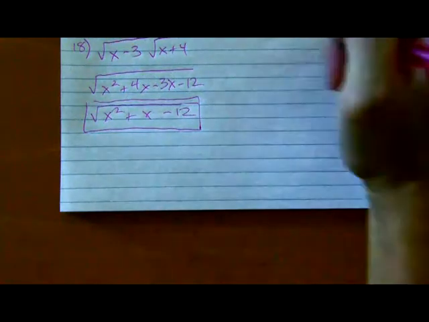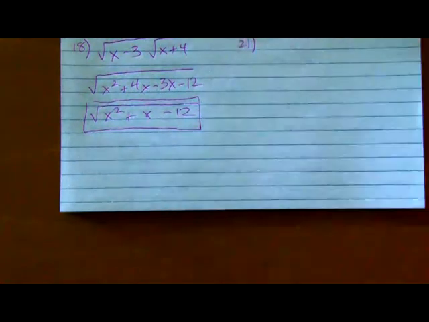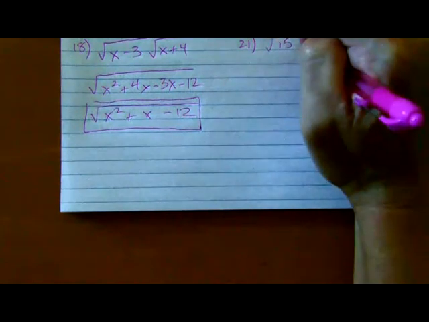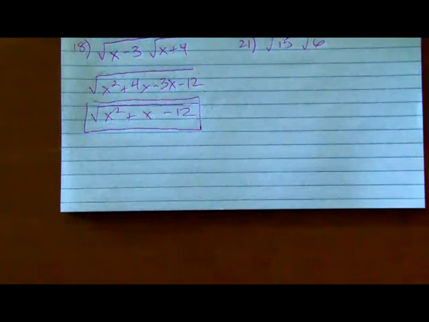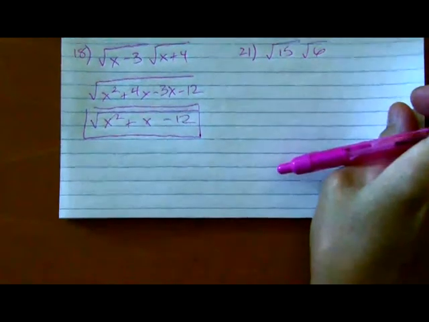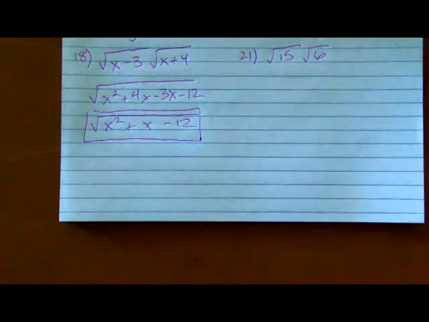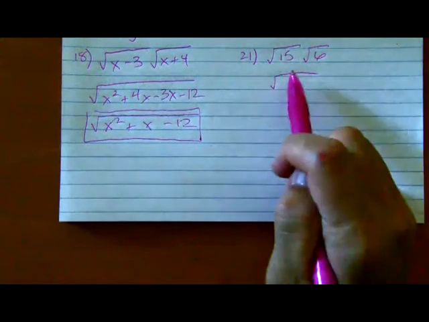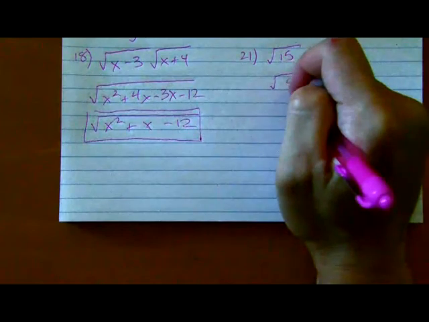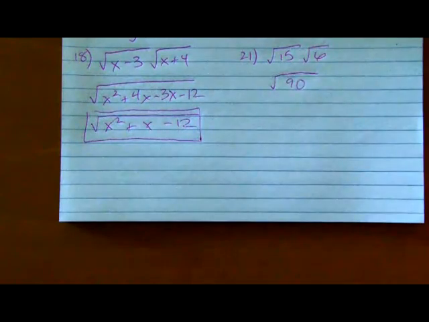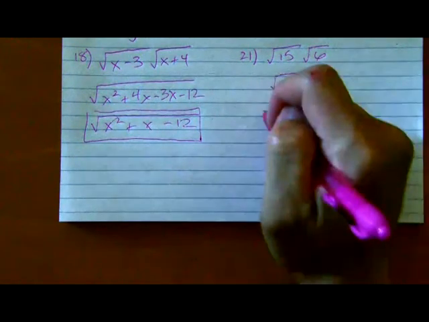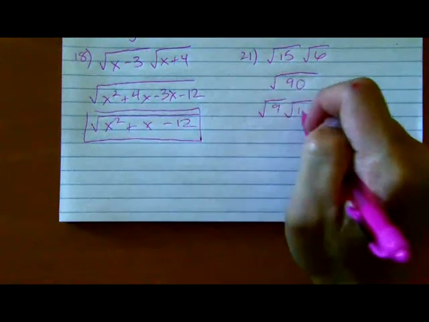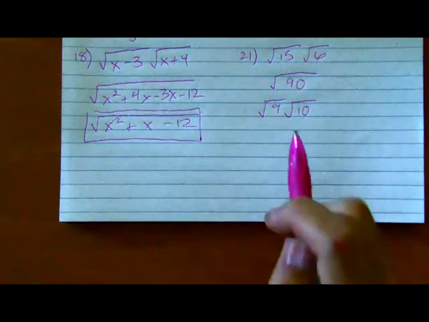Number 21. Radical 15 times radical 6. This multiplies out to radical 90. Can we simplify that? 9 times 10. We can square root the 9.